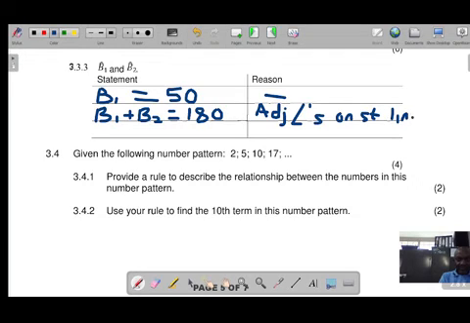Now since we know B1, we can get B2, because it's going to be 50 plus B2 to give us 180. So 50 plus B2 gives us 180 degrees. How do I find my B2 now? B2 equals 180 minus 50. And what is that? 180 minus 50 is 130 degrees. So our B2 is 130 degrees.